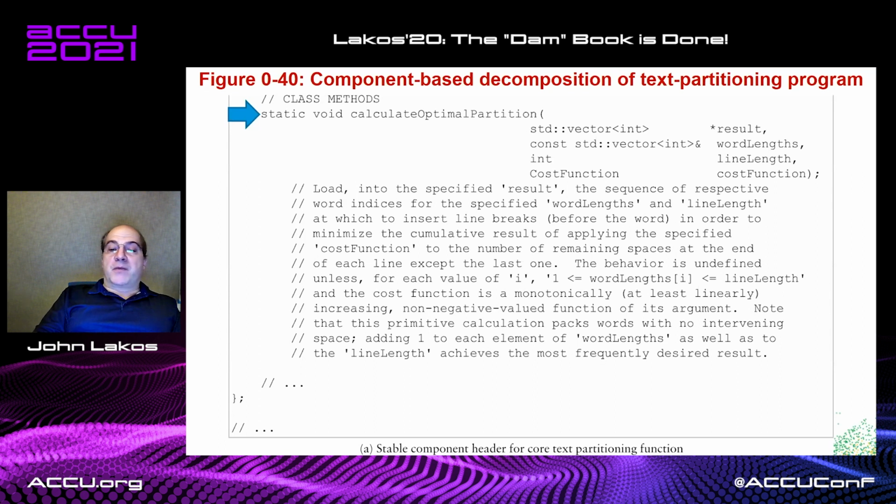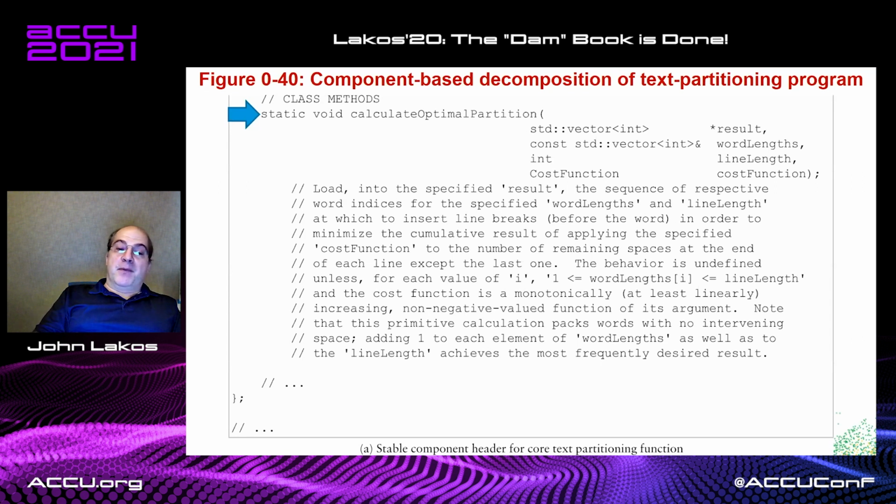Note that this primitive calculation packs words with no intervening spaces; adding 1 to each element of word length as well as to line length achieves the most frequently desired result. So the last thing I described here is, hey, this thing does something that's not quite what you need. It's 80% of what you need, but it's a piece part that you can use to do 100% of what you need with little additional work. This is important. Had we written it the other way, we couldn't undo it, but because we wrote it this way, if the font happened to be proportionally spaced, instead of putting the word length in characters, you could put the word length in points, and then add 1 point worth of space to the end, and you could achieve the same functionality in a proportional space font. This is just an interesting fact of proper decomposition.